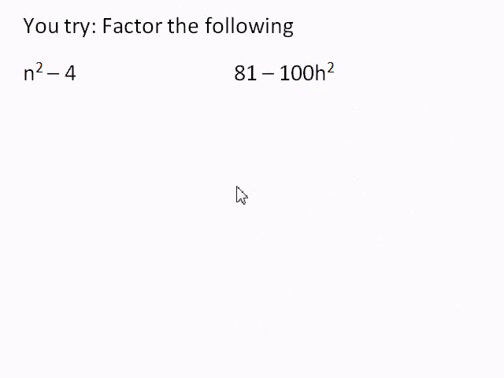Now go ahead and try to factor the following. These are a little bit different than the previous ones. That's on purpose. Just see if you can notice the pattern. Pressing pause and press play when you're ready to see the answer.